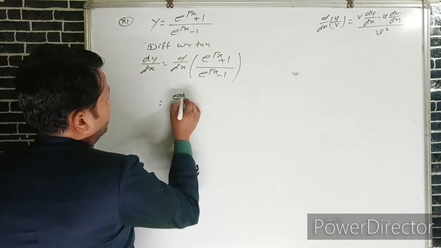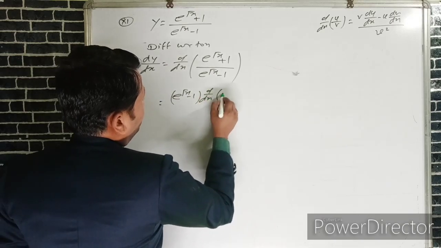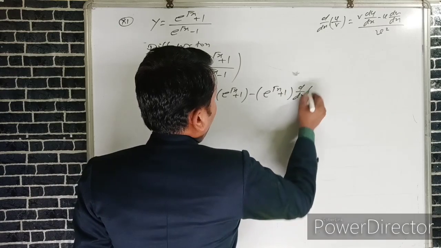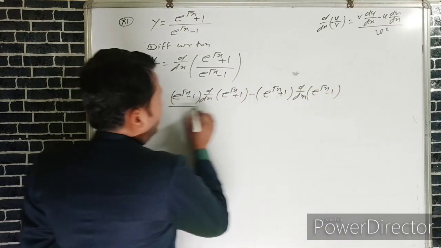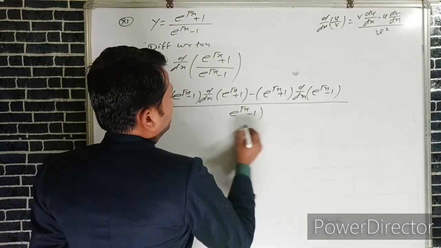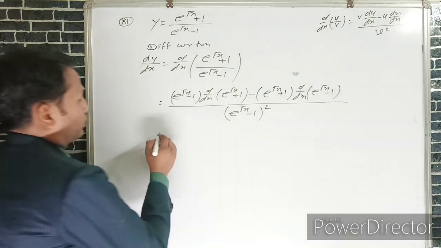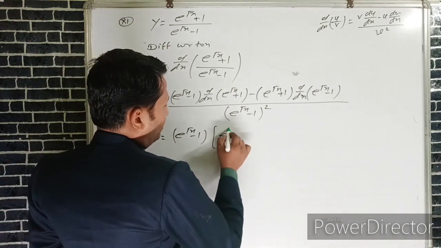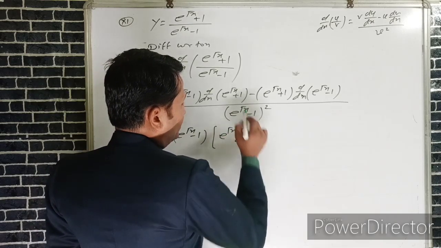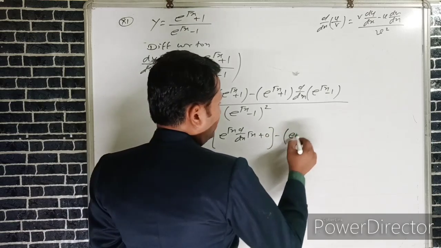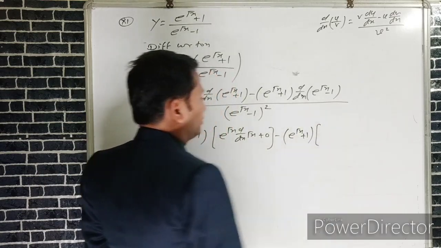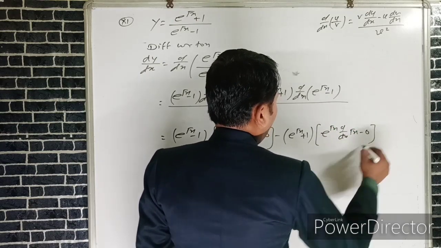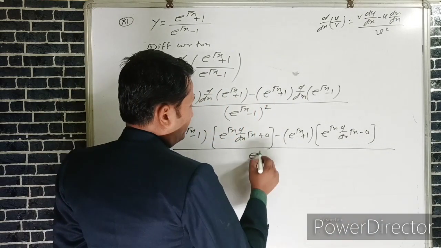Similarly, we can write here e to the power root x minus 1 into derivative of e to the power root x plus 1 minus e to the power root x plus 1 into derivative of e to the power root x minus 1 upon denominator e to the power root x minus 1 whole bracket square. e to the power root x minus 1 as it is, derivative of e to the power root x is e to the power root x into again the derivative of root x, and the derivative of plus 1 is 0, minus e to the power root x plus 1 into derivative of e to the power root x is e to the power root x as it is into again a derivative of root x, and the derivative of minus 1 is 0, upon e to the power root x minus 1 whole bracket square.